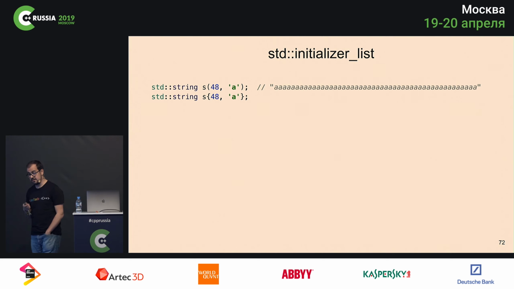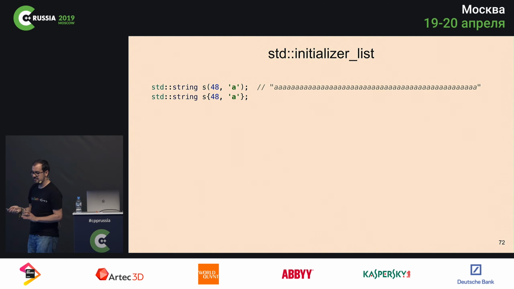So the first one is a string. And again, it has a constructor. It takes a size and a character. And then it's going to construct a string with 48 times the character A. That's nothing new. But then if you just use the same thing with braces, what's going to happen now? Anyone knows? Sorry, what? Two characters? OK, which ones?